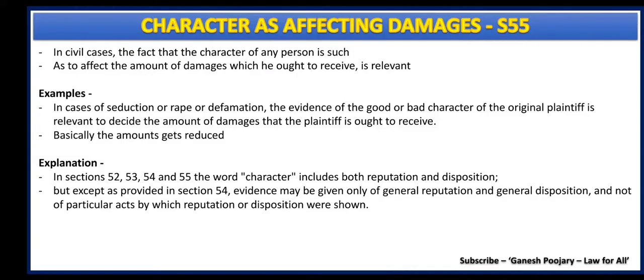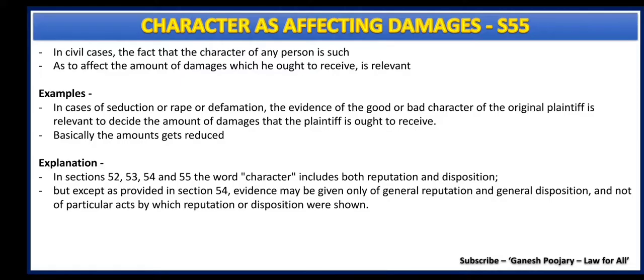Now if the good character is there, then the damages might go a little high, and if the person who is claiming such damages, if he or she has a bad character which is relevant to the allegation which they are bringing inside the court, if it is connected to that, then the damages amount will go down. That is what we need to remember.